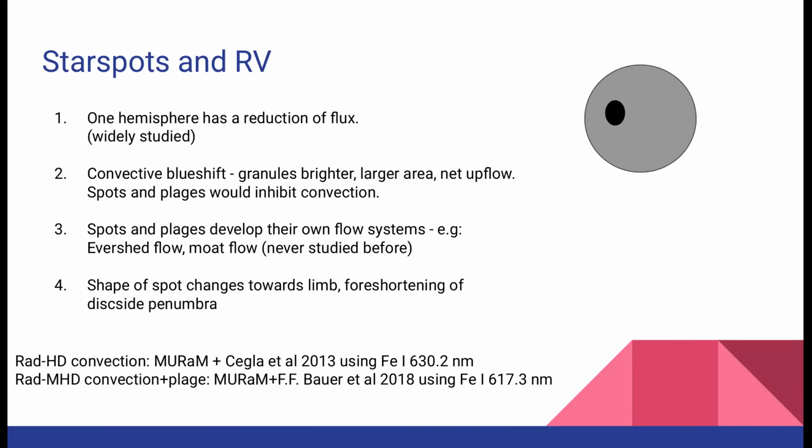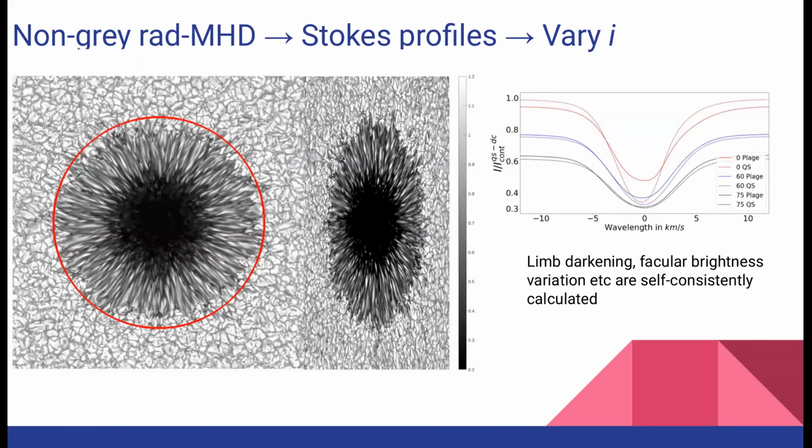So here I've listed two papers where they have attempted to use MHD simulations and synthetic spectral lines to answer these questions, but none of these simulations included spots. They were only confined to hydrodynamic and plage simulations. So now we have realistic simulations of spots on different spectral types. Here is an example of a spot on a solar-like star.